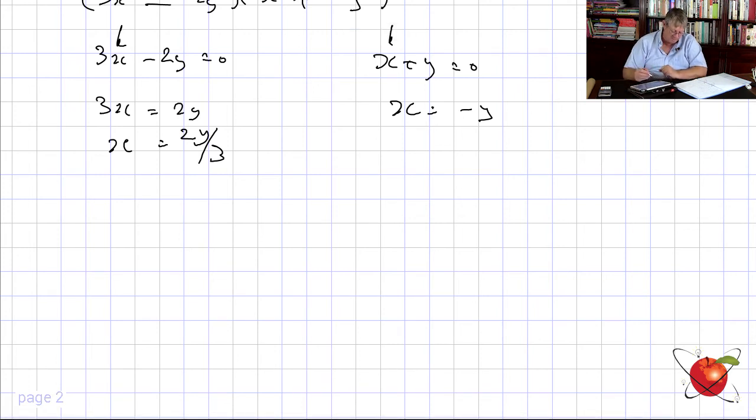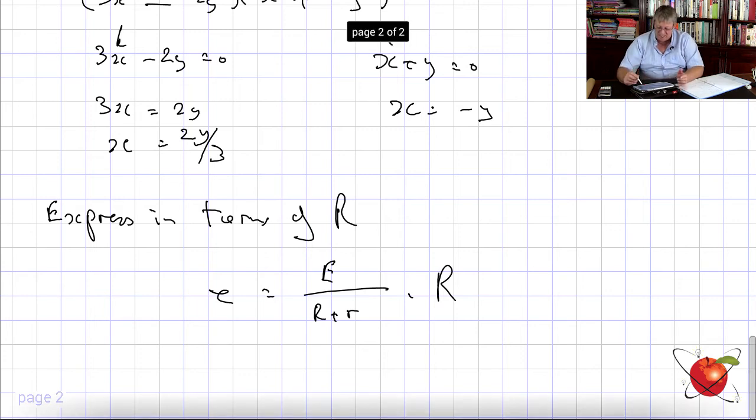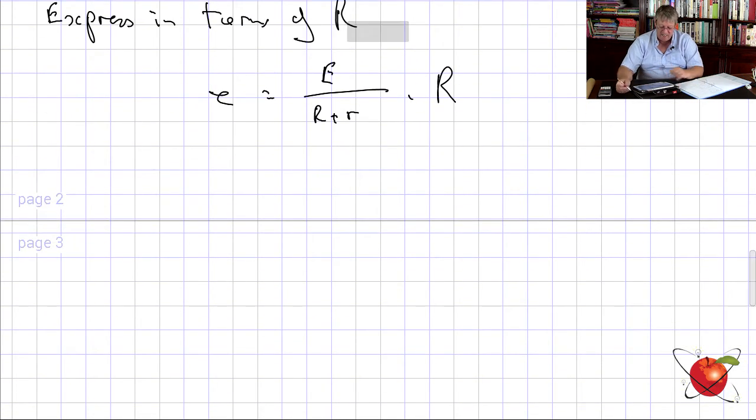Let's look at this. Express in terms of r. E equals capital E over r plus r times big R. Now, once again, this is a trick. What have we got to do? We've got to come up with a way to make R the subject. This is the one they want, but you can see R in there is linked with r down there. There's not an easy way to do this.